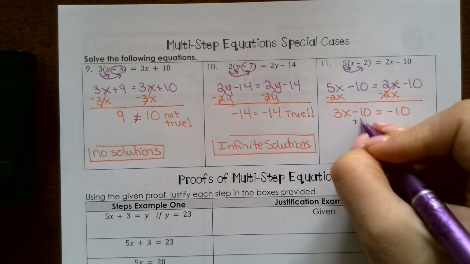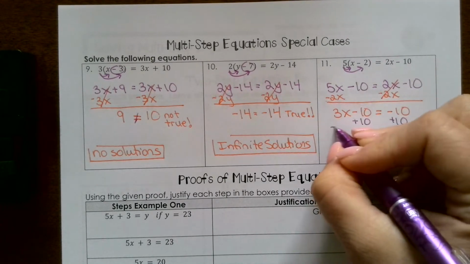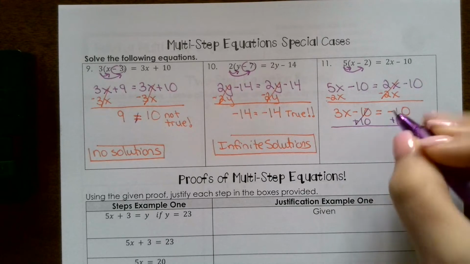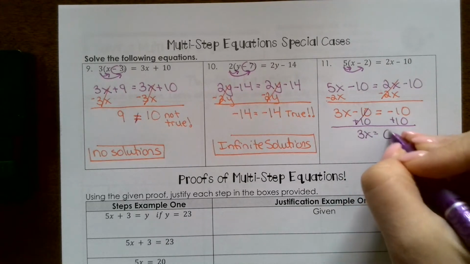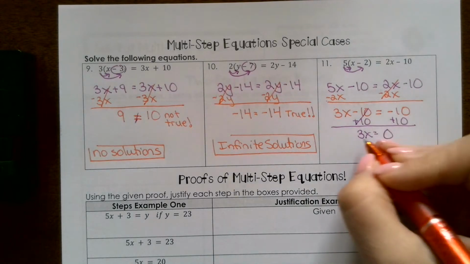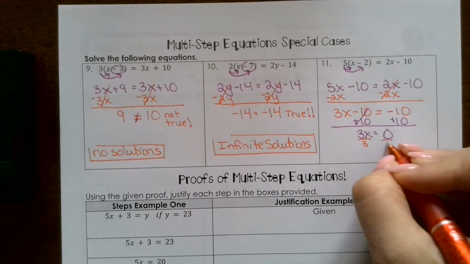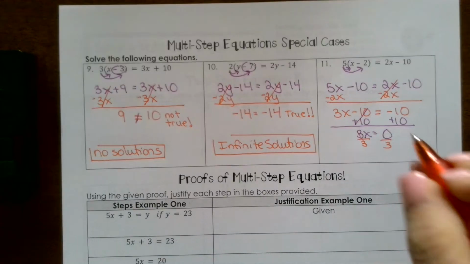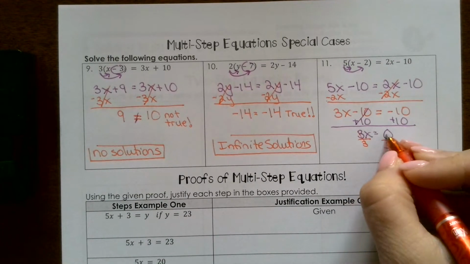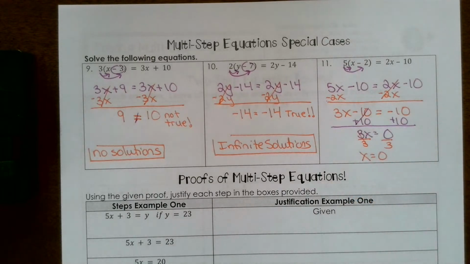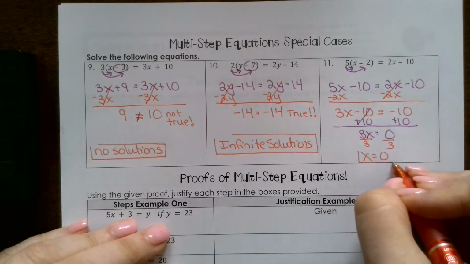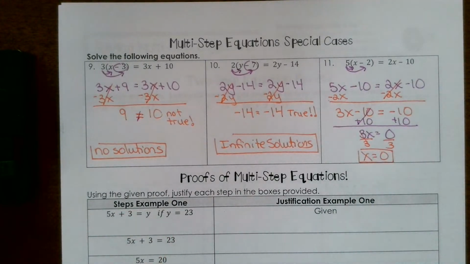Now going to add 10 to both sides. That's 3x equals 0. Negative 10 plus 10 on the other side is 0. So in order to isolate my x, I have to divide both sides by 3. 0 divided by any number is 0. And really the point of this particular problem is that x equals 0 isn't always a common answer, but certainly 0 is a number.